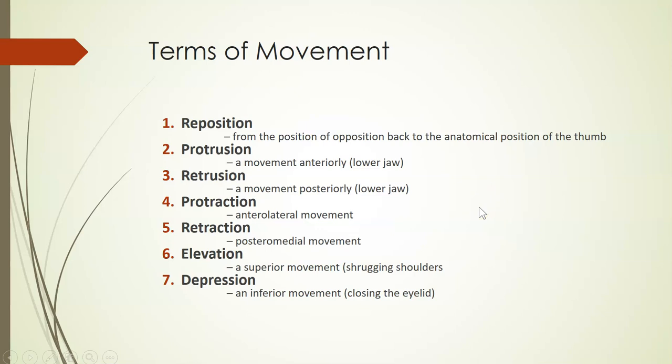Protrusion is sticking your lower jaw forward, so making it stick out. Retrusion is pulling your jaw back. Protraction and retraction are usually used with the shoulder. So protraction is bringing the point of your shoulder towards the front of the body or towards the wall in front of you, where retraction is bringing the shoulder back, as though you were doing seated rows for some of you who work out. Elevation and depression are more commonly used: elevation, bringing the shoulders up towards the ears, and depression, bringing the shoulders down.